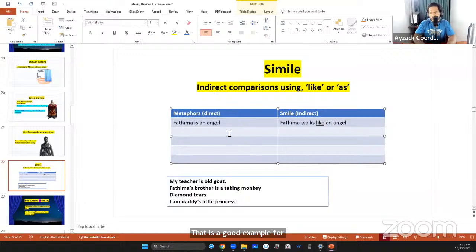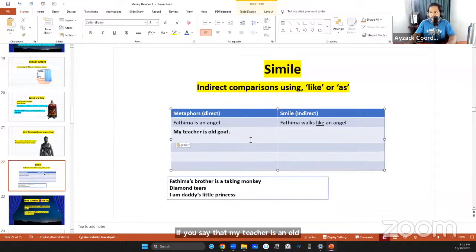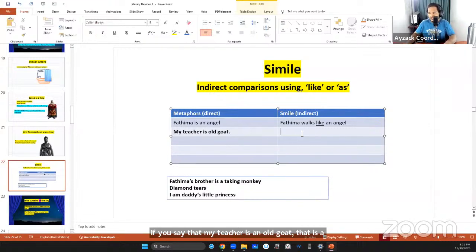My teacher is old like a goat. If you say that my teacher is an old goat, that is a metaphor. But if you say my teacher is old like a goat, that is a simile. My teacher is old like a goat.